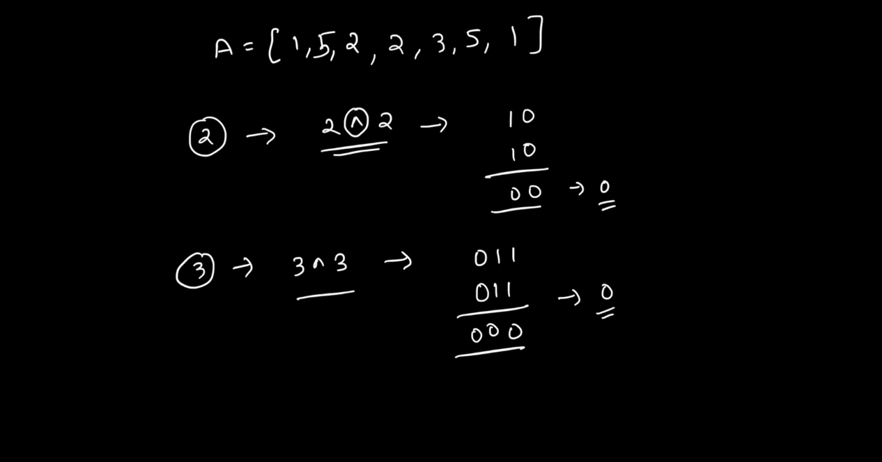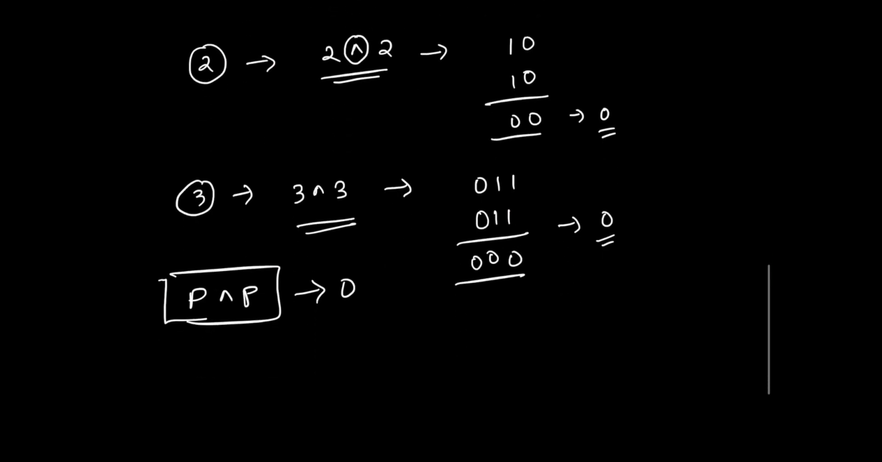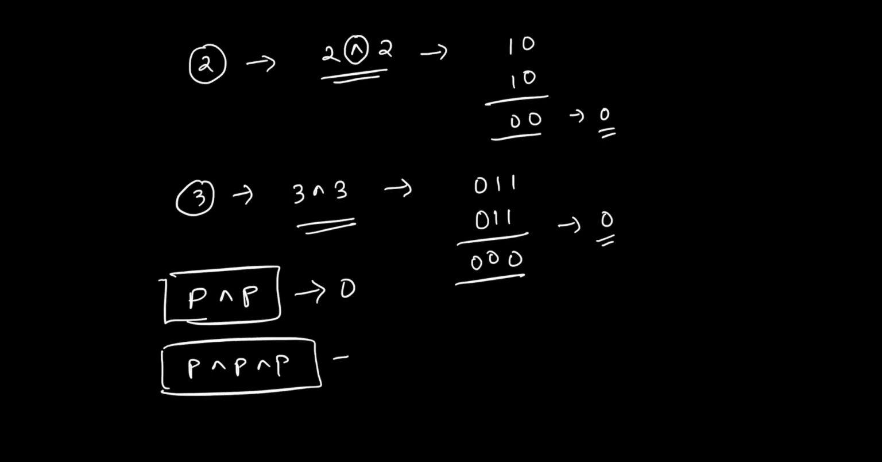So basically the idea is that for any integer, let's say it is p, if we XOR it with the same integer, p XOR p will always give me 0. And if we extend it a bit more, p XOR 0 will always give me p. So if I XOR the same integer an even number of times, I will always get 0. If I XOR the same integer an odd number of times, I'll always get the same integer back again.